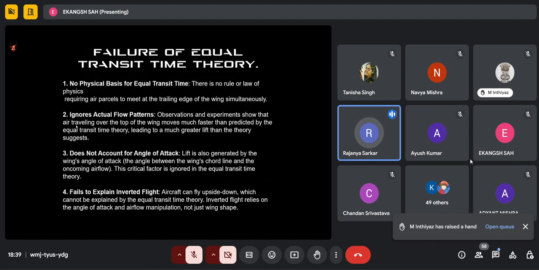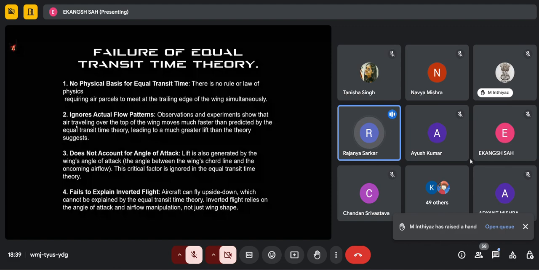Like these were the reasons of the failures. Like the assumption itself was wrong first. Secondly, the actual lift generation was pretty high as compared to the theoretical lift generation. And next, the effect of angle of attack was not discussed in this theory. And most importantly, the experimental setup completely led the theory to a failure.